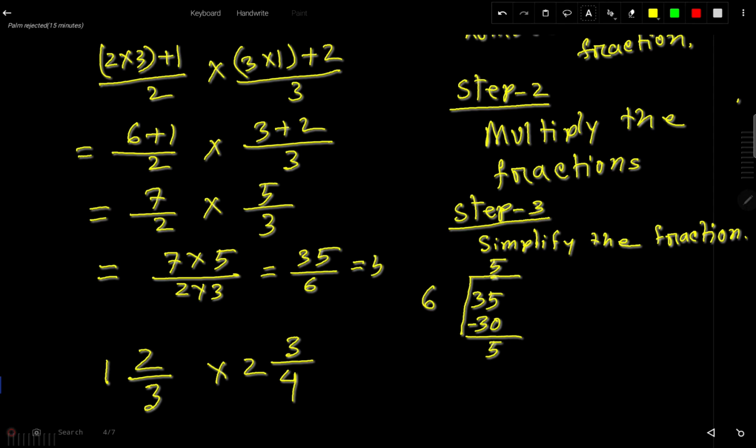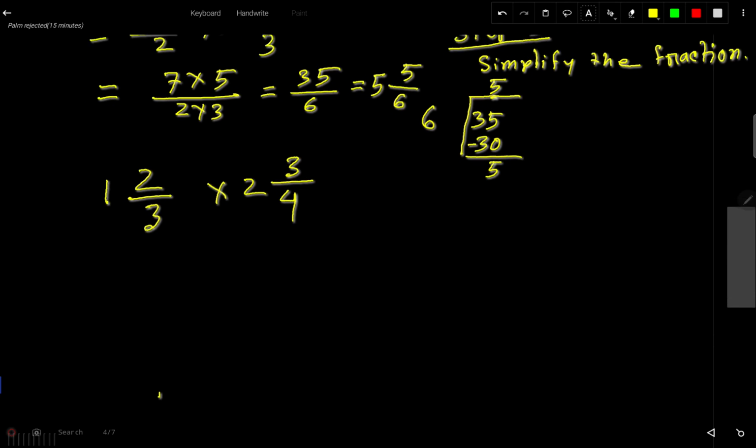So here the whole number is 5, then we have to take the remainder as the numerator and the divisor as the denominator. So 35 by 6, or 5 and 5 over 6, is the answer. So let us take another example.